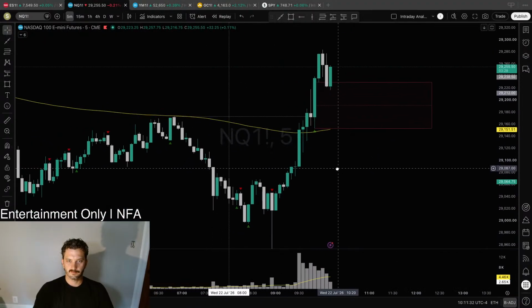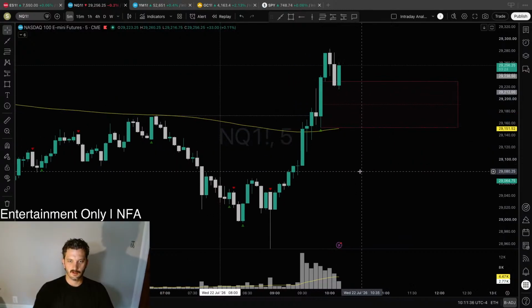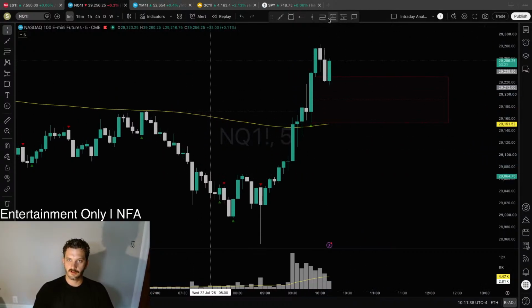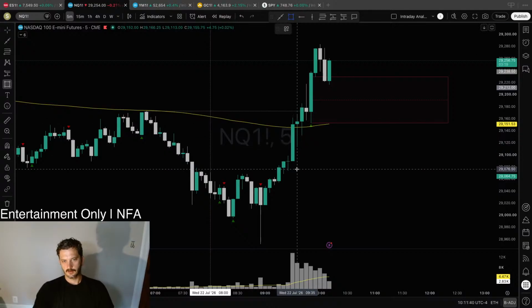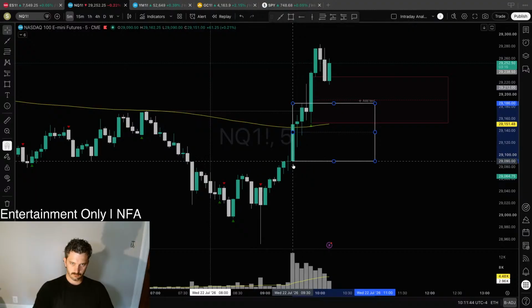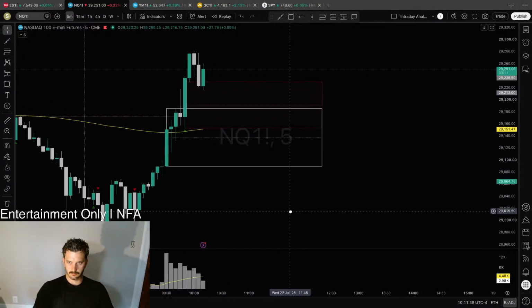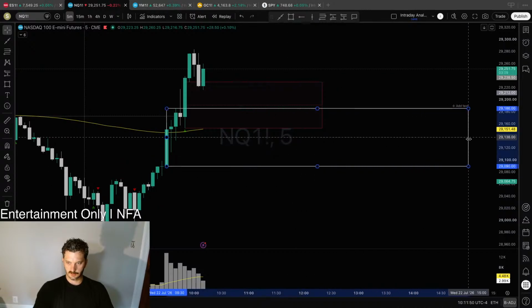Nothing there. Nothing on NQ. Let's draw out NQ's ORB. Extend this to there.